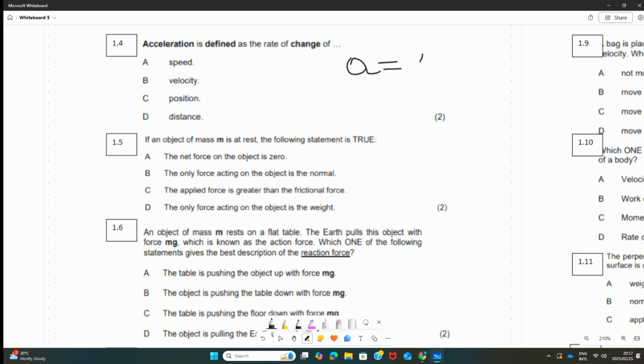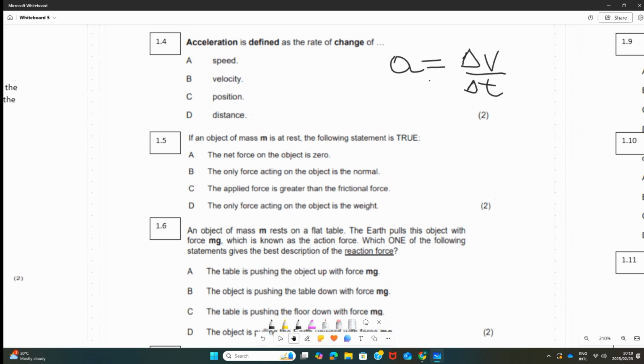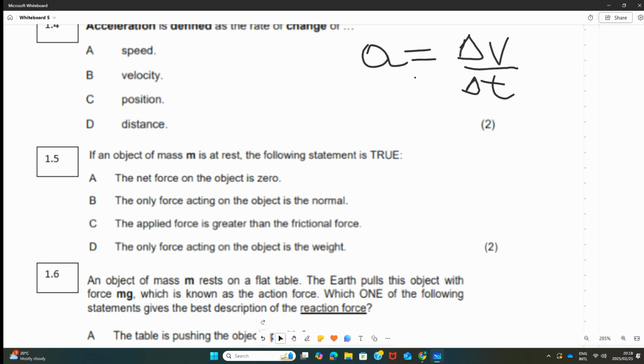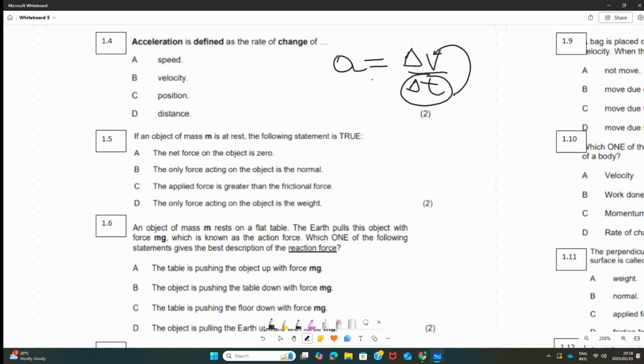Let me remind you that in grade 11, most of our definitions are based on the formulas. Acceleration is equal to delta V all over delta T. Mind you, in our formula we are dividing with time. That is actually the rate. So here, acceleration is the rate of what is on the numerator, meaning our acceleration is the rate of change in velocity. So our correct answer here in 1.4, we're going to choose B as our best option.